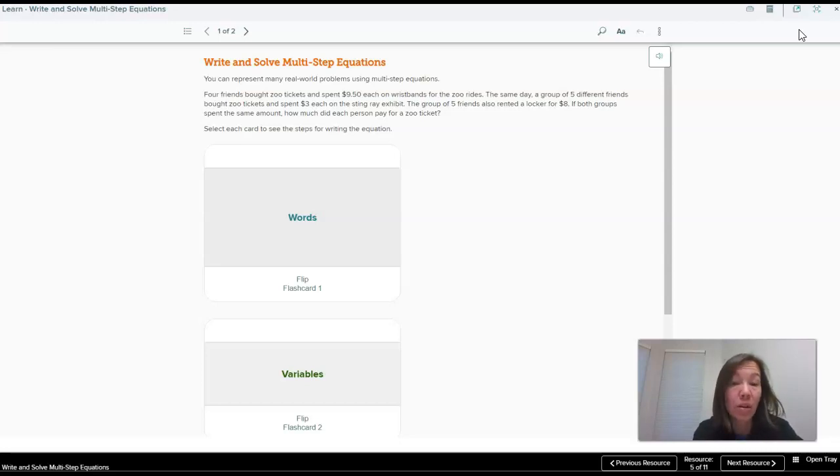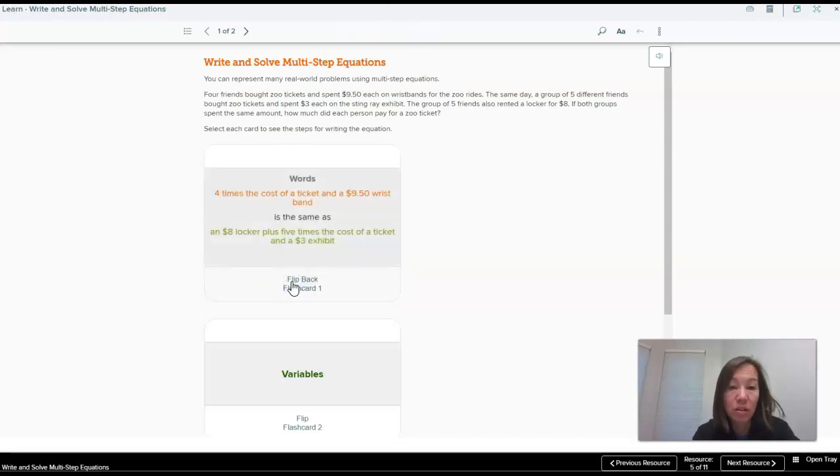Okay. So 4 friends bought zoo tickets and spent $9.50 each on wristbands for zoo rides. The same day, a group of 5 different friends bought zoo tickets and spent $3 each on the Stingray exhibit. The group of 5 also rented a locker for $8. If both groups spent the same amount, how much did each person pay for a zoo ticket?